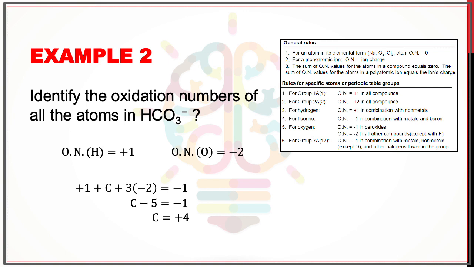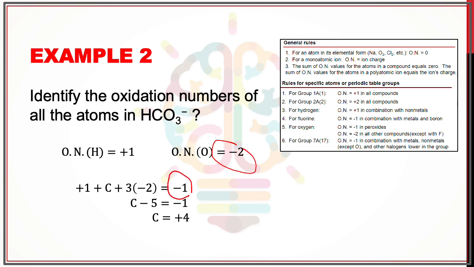So you need to calculate the oxidation number for carbon because there is no carbon inside this rule. We already know about the hydrogen and we already know about the oxygen. So now I want to calculate the oxidation number for carbon. Hydrogen we know is positive 1. Carbon, I just write carbon here because we need to calculate it. Plus 3. Why 3? Because the number of oxygen is equal to 3. So 3 multiply with negative 2 because the oxidation number for oxygen is negative 2. So equal to negative 1.